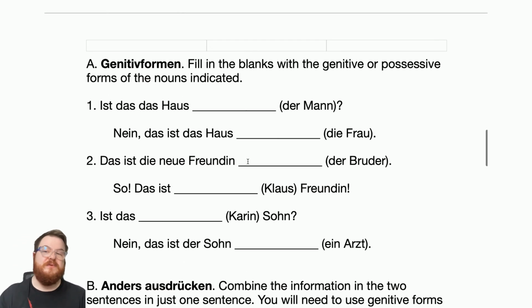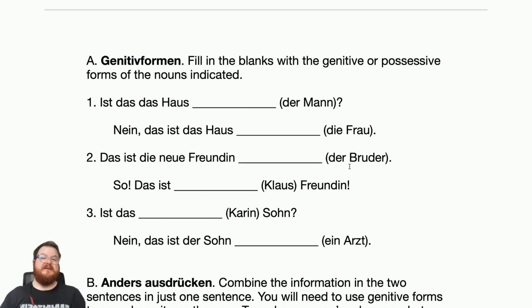So, like always, what I'm going to do is I'm going to read out the sentences. If they're in German, I'll translate them and then give you a chance to pause the video before I provide you with the answers. So, exercise A, Übung A, Genitivformen. Fill in the blanks with the genitive or possessive forms of the nouns indicated. I'm not entirely sure why I wrote "of" here because genitive and possessive form means exactly the same thing.